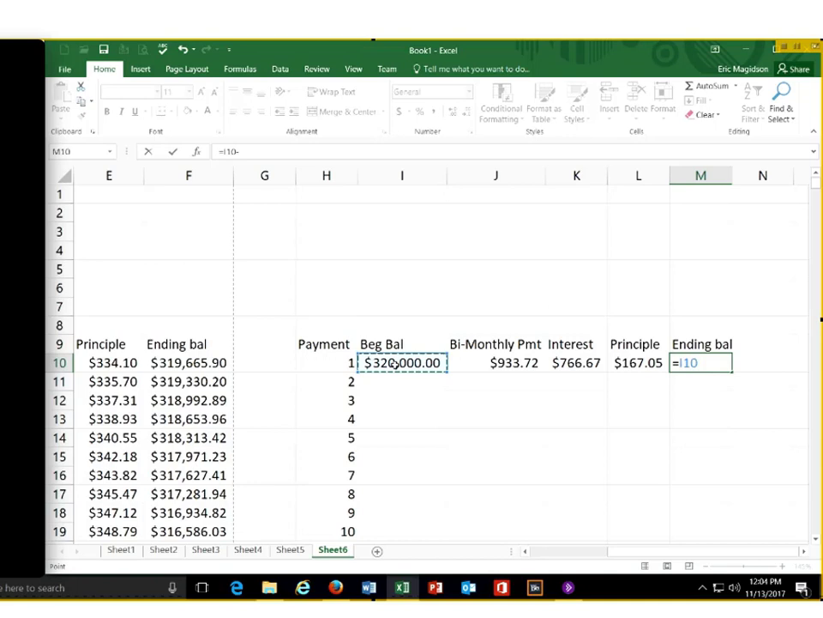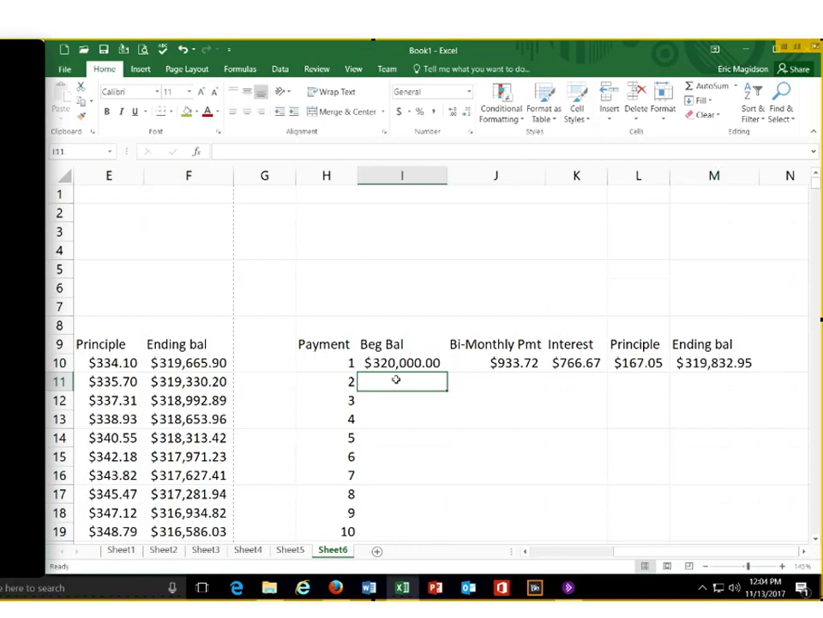Beginning balance minus my principal. And then my beginning balance the second month is my ending balance of the first month. Y'all are getting this. Now I know I need to come up here and I need to make this absolute. How do you do that?